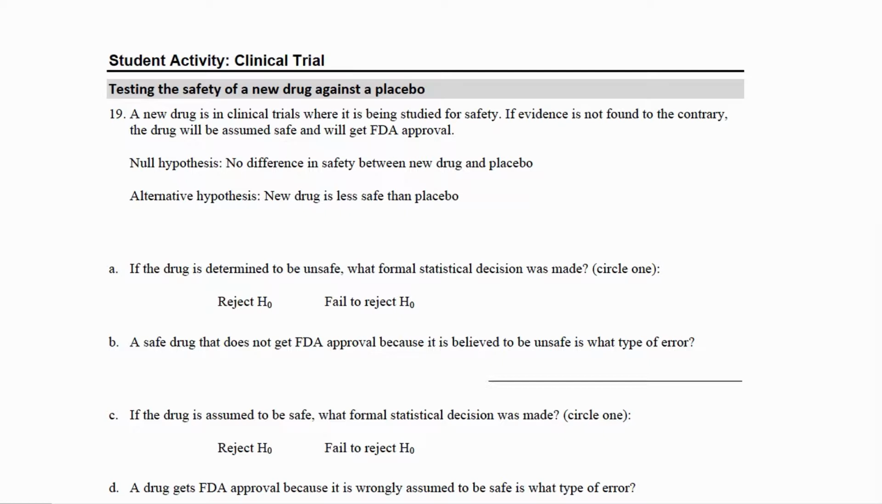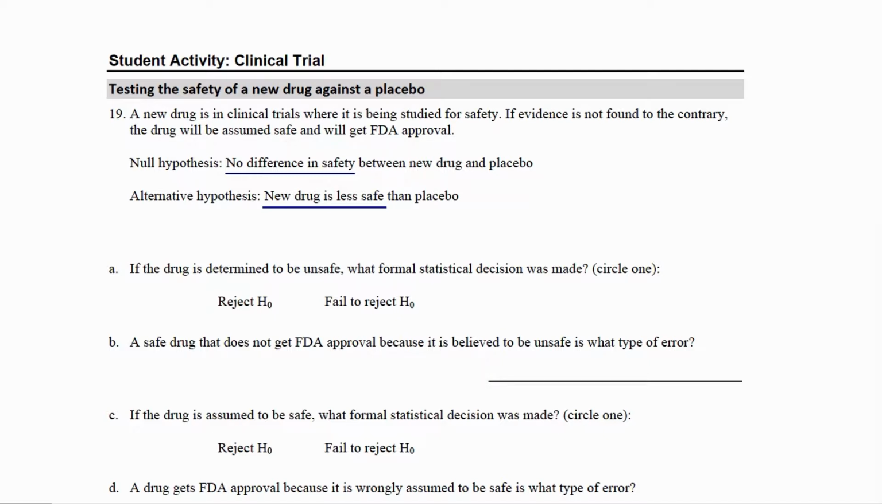So in this example, we're looking at a clinical trial, and note we have to pay close attention to what the null and alternative hypotheses are. The null hypothesis is that there's no difference in safety, meaning that the drug is generally believed to be safe, and it will get FDA approval in this case. And the alternative hypothesis is that the new drug is less safe than the placebo. So as we go through these questions, we have to reflect back to what our hypotheses mean.